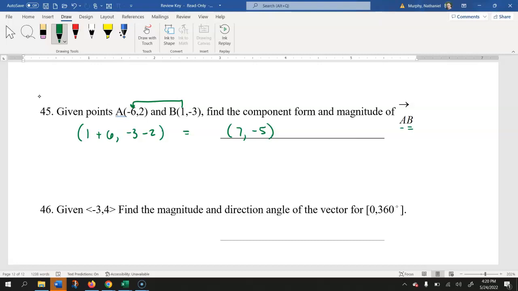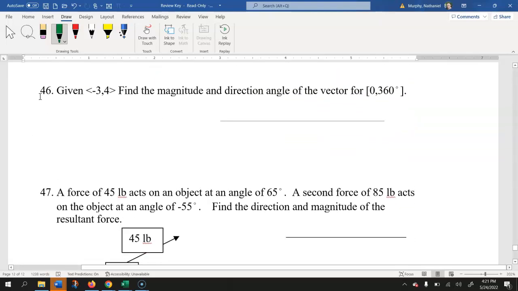Now we've got to find the magnitude of that vector. So that's the component form. To find the magnitude, we're going to take the square root of 7 squared, which I'm going to write as 49, plus negative 5 squared, which is a positive 25. When you add those together, we get the square root of 74. So that's the magnitude of the vector.